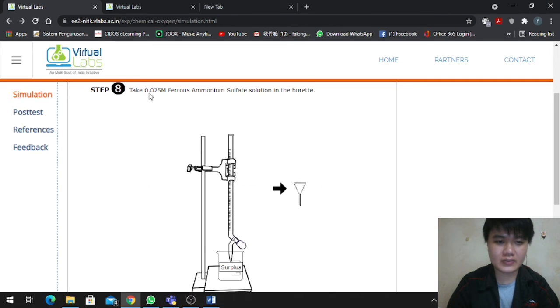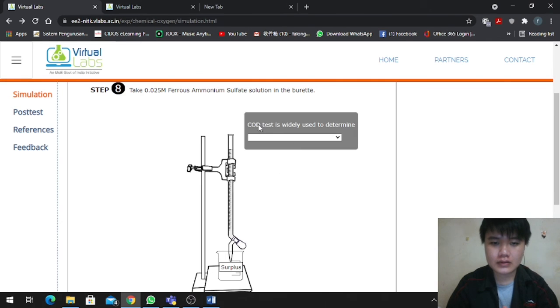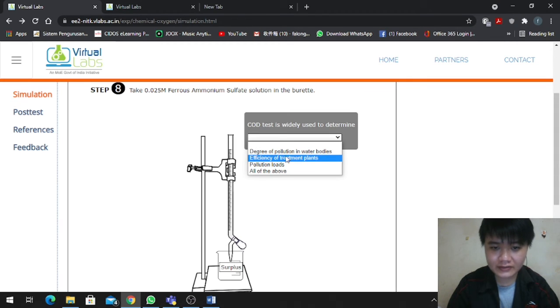Step 8. Take the 0.025 molar ferrous ammonium sulfate solution in the burette. The COD test is used to determine the degree of pollution in the water body, efficiency of treatment plant, pollution load, or all of the above.